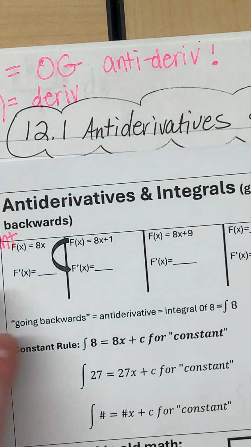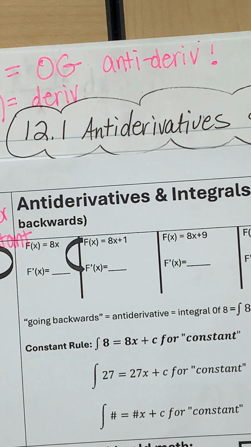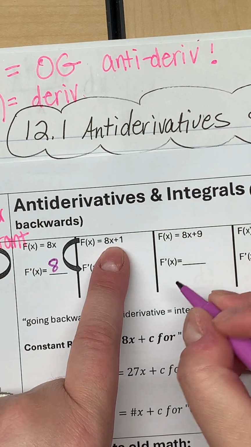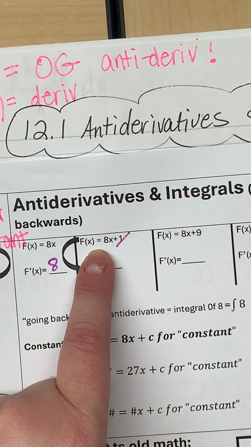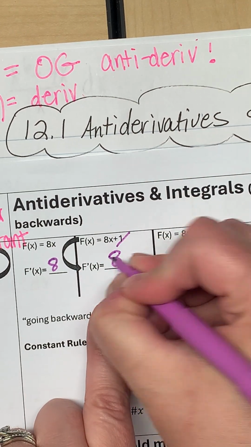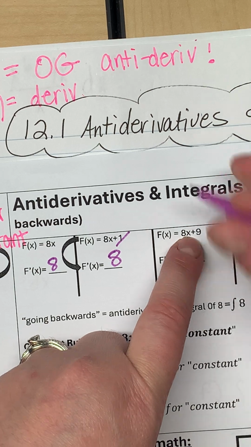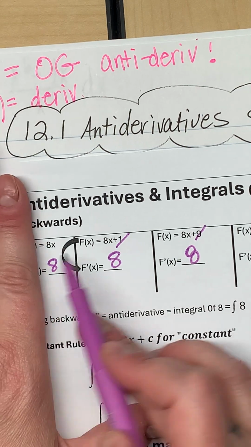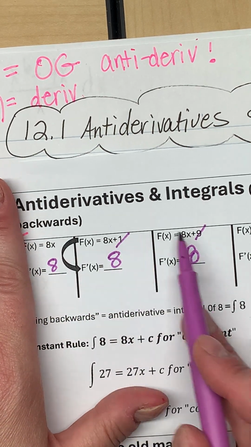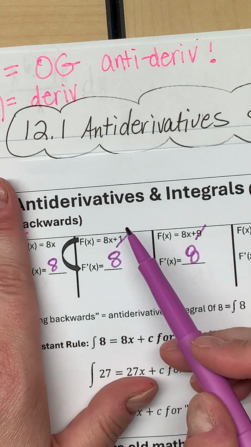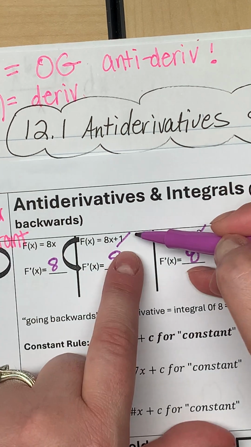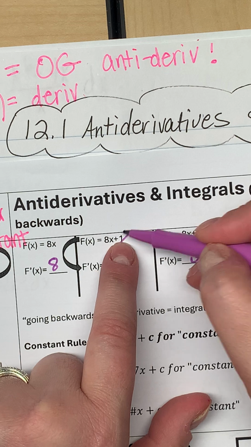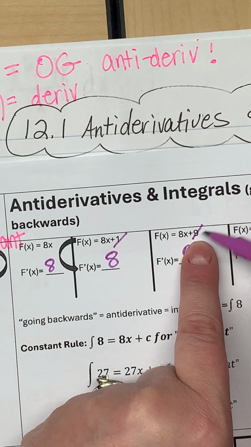Okay, let's look at this next example. Let's take the derivative of 8x. The derivative of 8x is just 8. The derivative of 8x plus 1, well, the 1 goes away, and the 8x becomes just 8. The derivative of 8x plus 9, the 9 goes away, and the derivative of 8x is 8. What these 3 examples have in common is the 8x. But in the second 2 examples, the original equation had a constant, a naked number, on it.